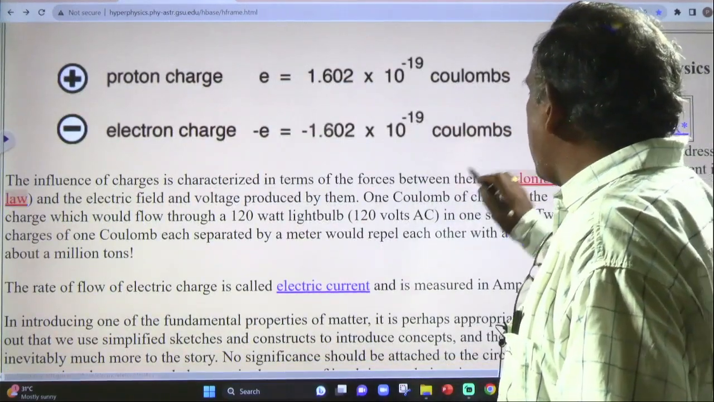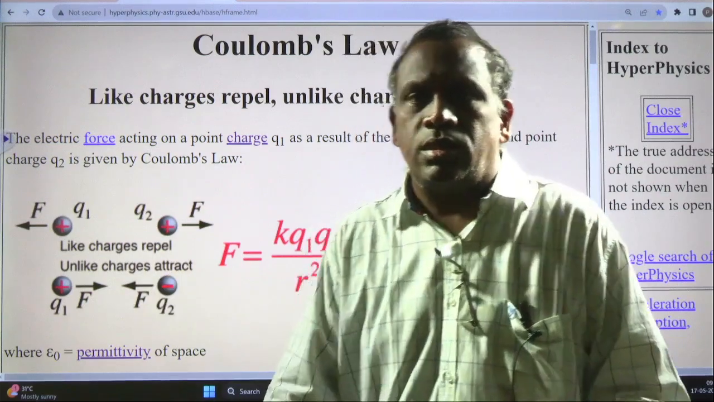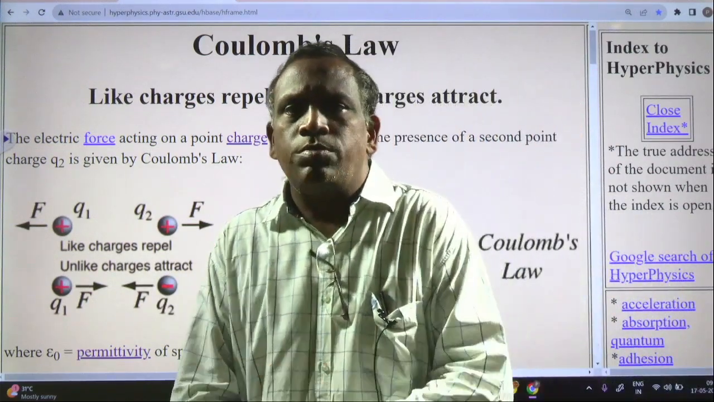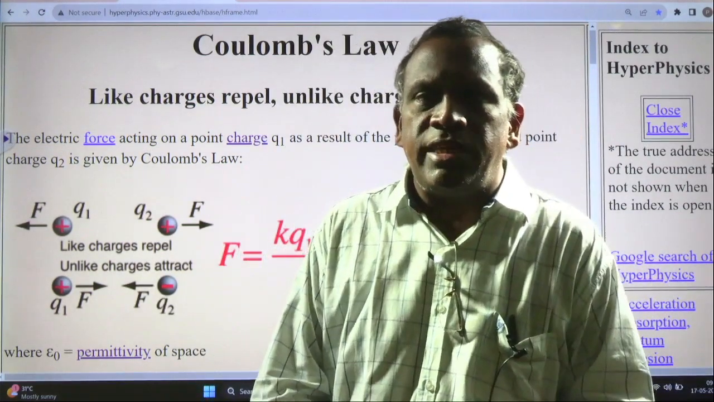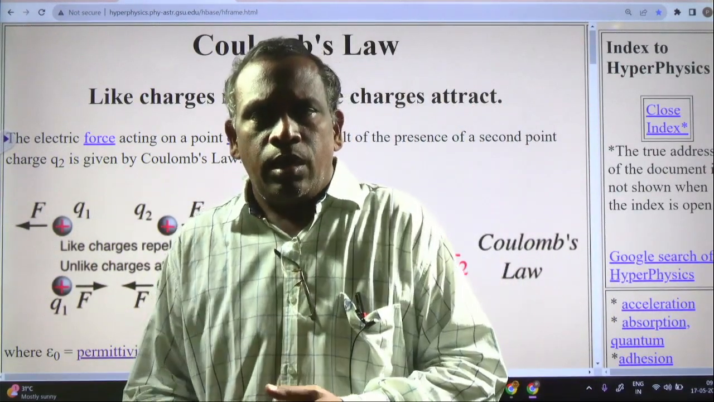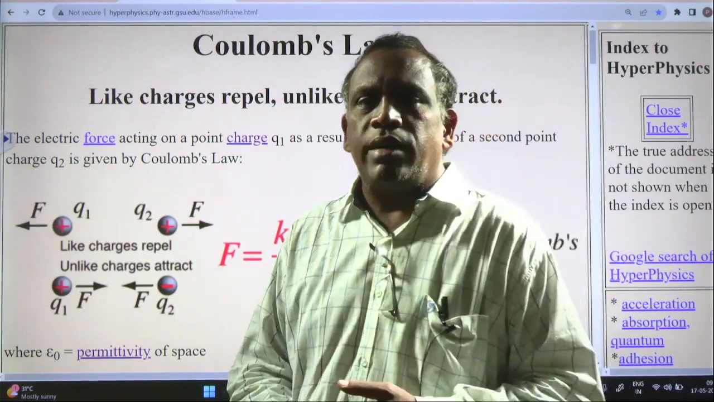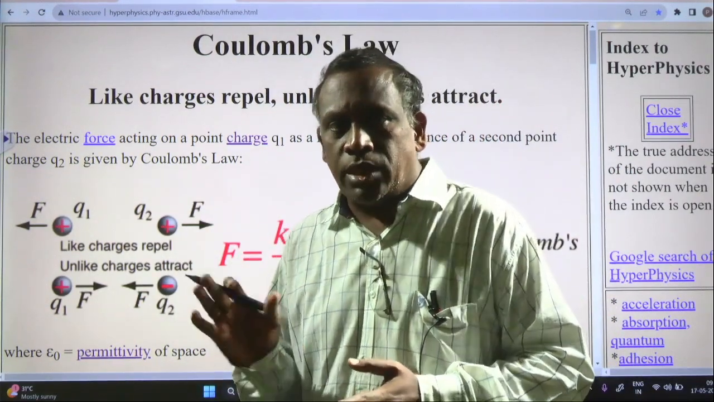See, Coulomb's law. In charges we have an important law, that is Coulomb's inverse square law. What is Coulomb's inverse square law? The force between two charges is directly proportional to the product of the charges and inversely proportional to the square of the distance between them, and acts along the line joining the two charges.